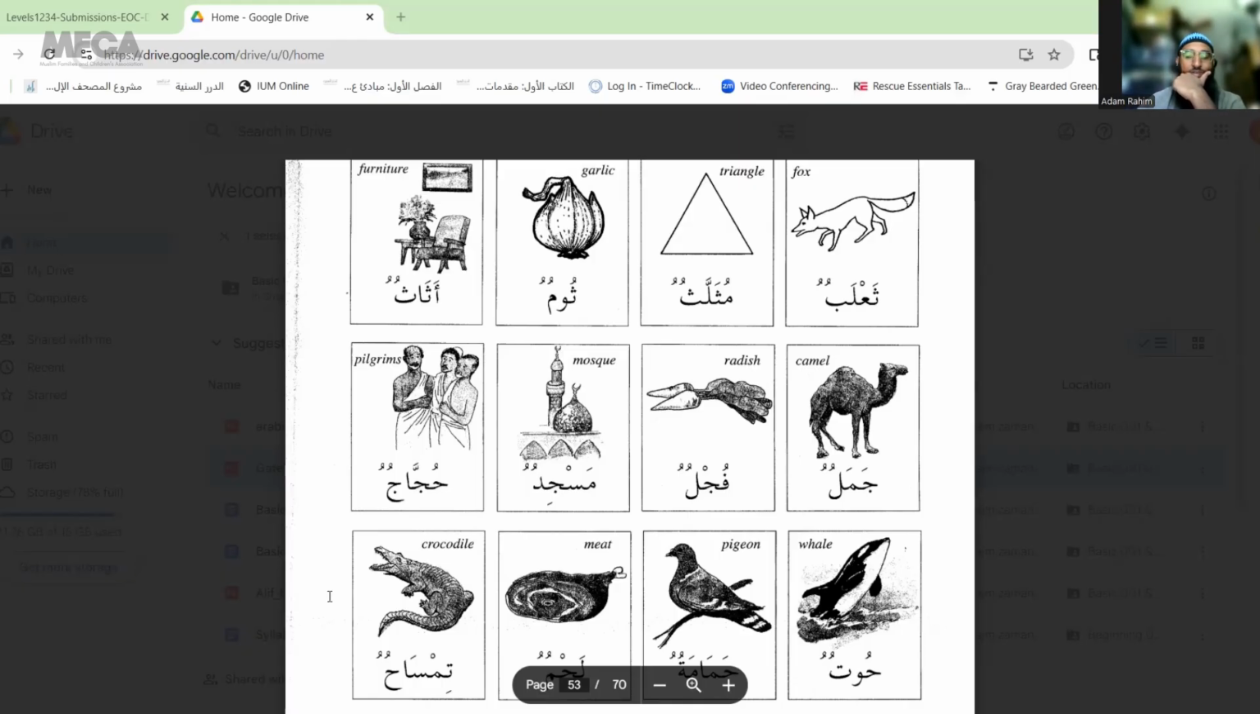Is the first letter meem? I'm trying to figure out the first letter. Yeah, that's it. Let's break it down together. So the first letter is meem, the second is seen, the third letter is lam. Lam, very good, with a fatha and a shadda. Very nice.